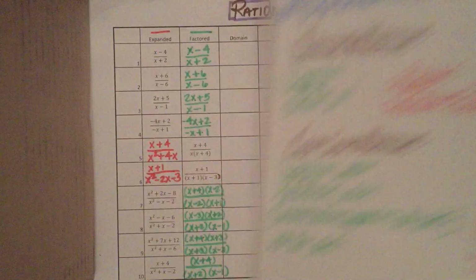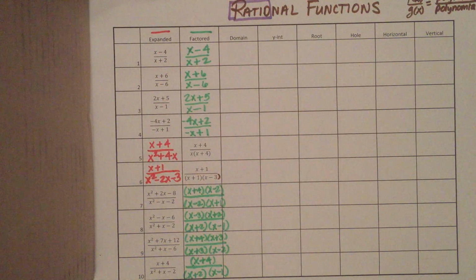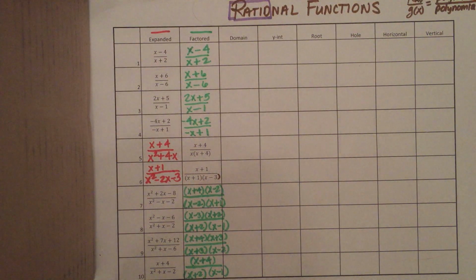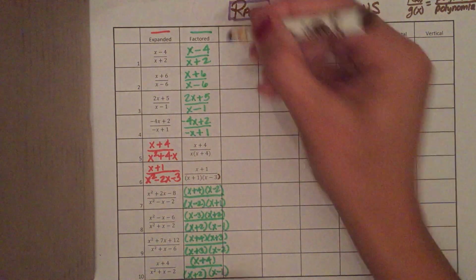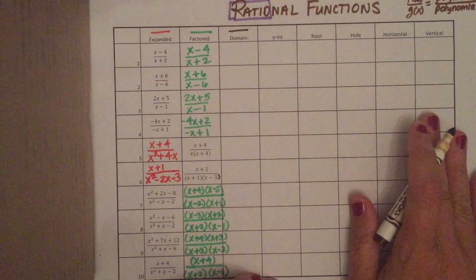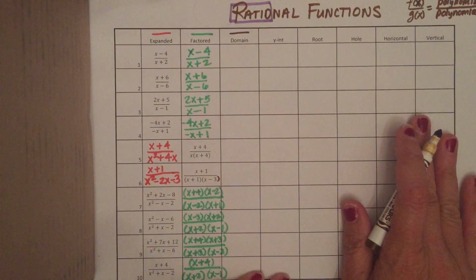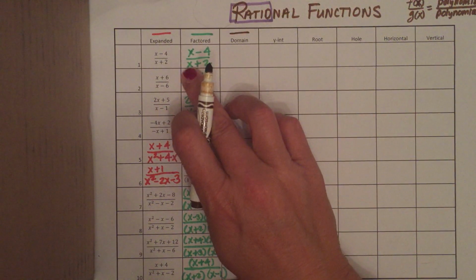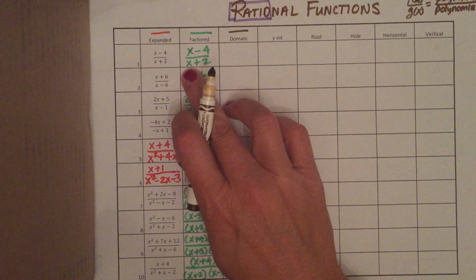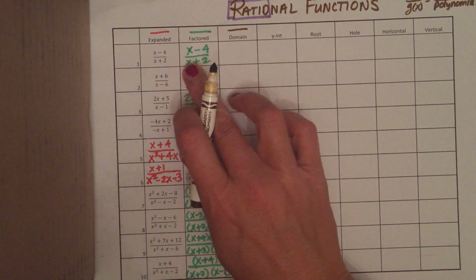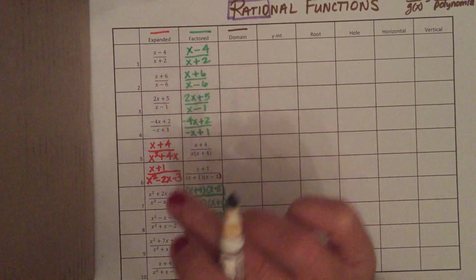So let's look at our rational functions here. We're going to look at the domain, and we're going to have the domain in brown. Okay? So let's look at these functions. First one, the domain, I can pretty much put anything in here I want except for what value?